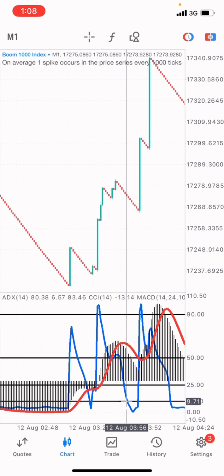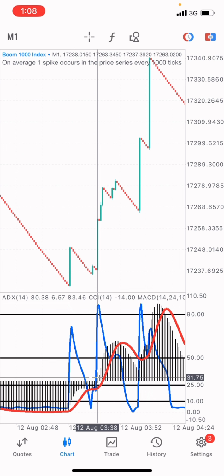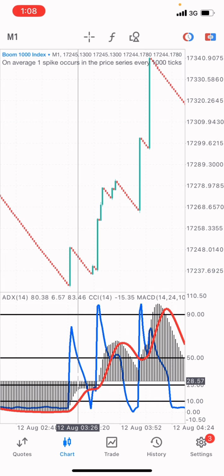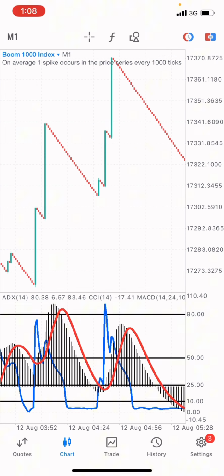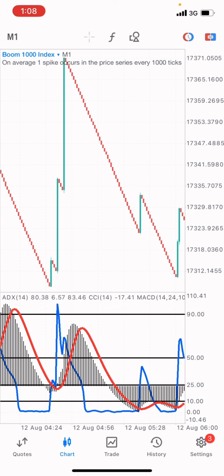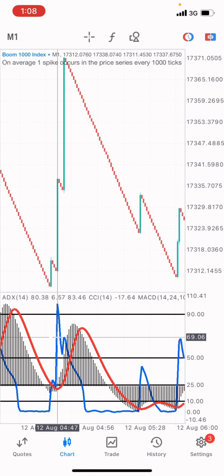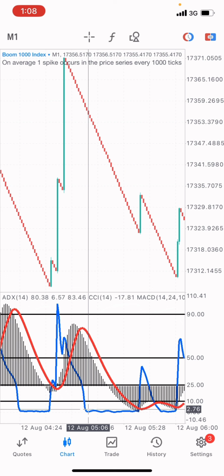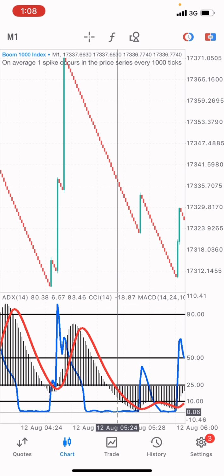And when this line right here, which is the commodity channel index, is below the level of 10, you can also use the MACD. You can use the MACD red line to detect when the spike would come, but it doesn't always show you all the time. Now take a look at this point right here. At this point, you can see that this commodity channel index line crossed below the level of 10, and if we place a sell at this point, we continue to sell the market.